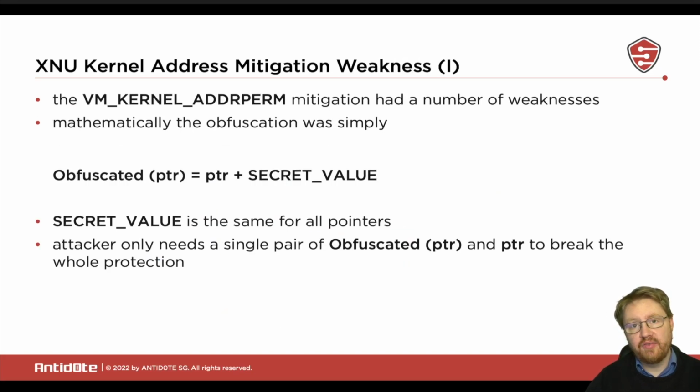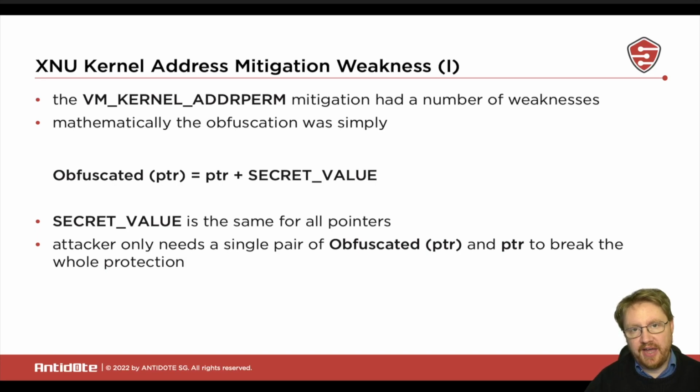So, but still, the way their obfuscation works has some security weaknesses. First, let's have a look at what the obfuscation is on a mathematical level. When you look at it, you basically have an obfuscated pointer that is the original pointer plus the secret value. As I said earlier, the secret value is a 64-bit value that's created at boot time, one time randomly. So the secret value is basically the same for every single pointer that the kernel returns to userland.